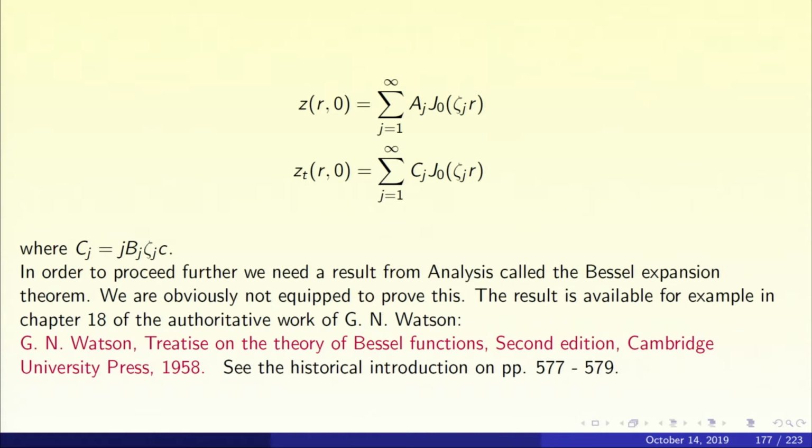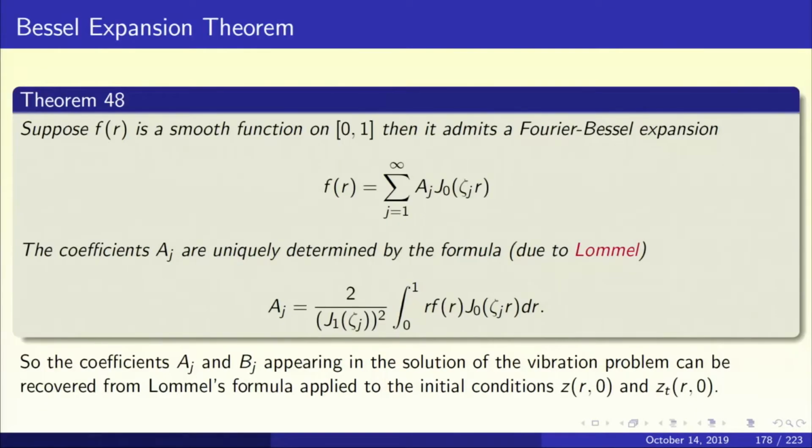In order to proceed further, we need a result from analysis called the Bessel expansion theorem, and we are not equipped to prove the Bessel expansion theorem. The result is available in the literature that I have cited, G. N. Watson, Treatise on the Theory of Bessel's Functions, 2nd edition, Cambridge University Press, 1958. So, the Bessel expansion theorem is available in this treatise, and we can use it to determine Aj's and Cj's. So, let us now state the Bessel expansion theorem.